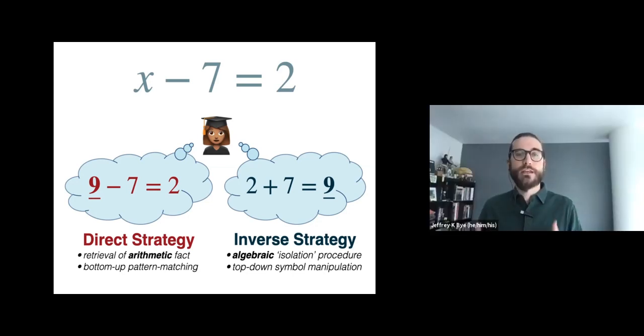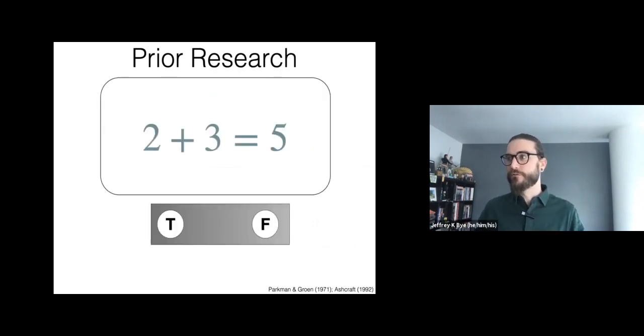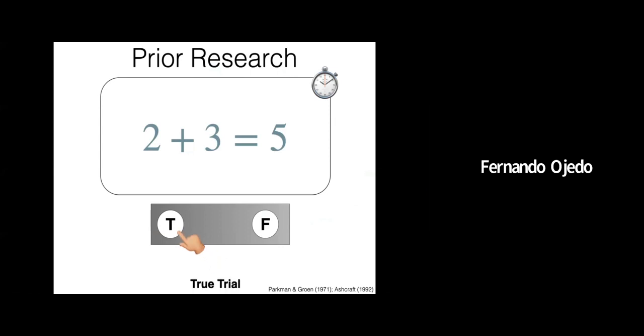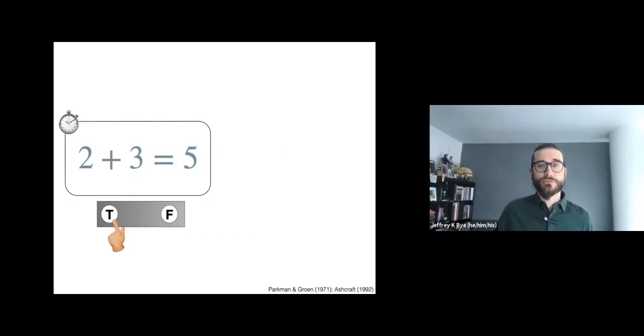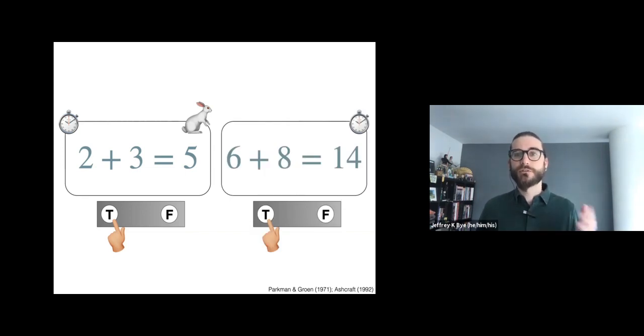In order to examine how people think about these problems, how they might choose which strategy, whether there's individual differences and flexibility in choosing between these, we make use of previous research on arithmetic verification trials. For example, if I show you a problem like this, 2 plus 3 equals 5, and I measure how long it takes you to indicate that this is a true equation, and I interleave this with some false trials to keep you on your toes, prior research has found that people's response time to verify 2 plus 3 equals 5 as true is relatively fast, compared to their response time for 6 plus 8 equals 14, which is relatively slower.